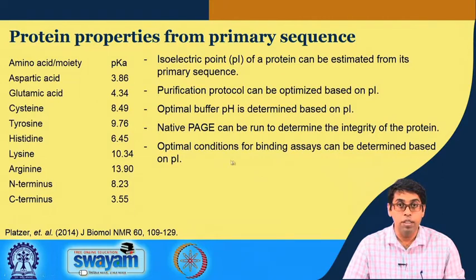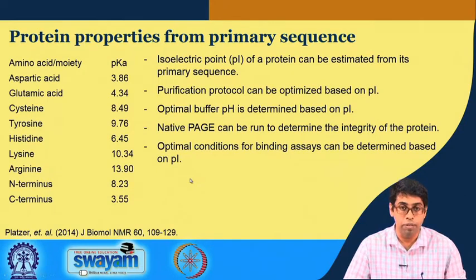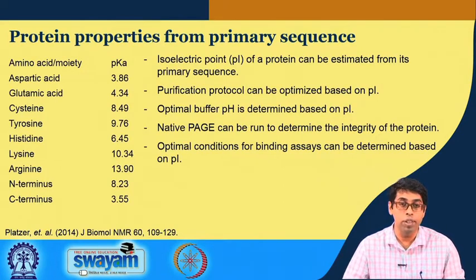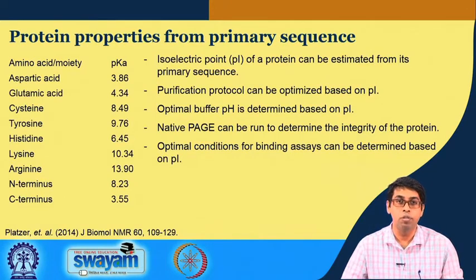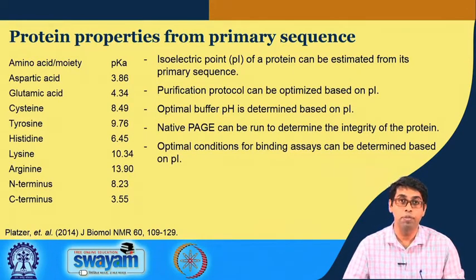Finally, the optimal conditions of the binding of nucleic acids can be determined based on the pI of your protein. So, for example, if the protein binds nucleic acid, which is negatively charged, you would want your protein to be positively charged, so that you will choose a buffer condition where the pH of your buffer is less than the pI of your protein.